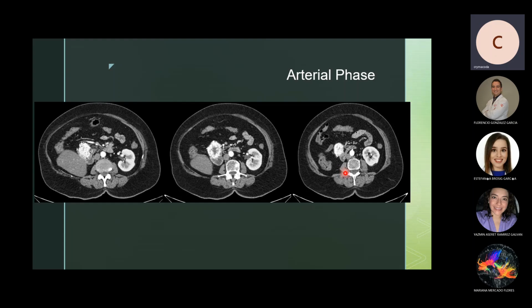So here we have an oval image with partially defined borders. It is identified, and presents an enhancement after administration of contrast medium in the arterial phase, with a hypodense center, which could suggest necrosis. Said lesion is in close contact with the head of the pancreas, without dilatation of the pancreatic ducts. These findings are suggestive of a neoplastic process.